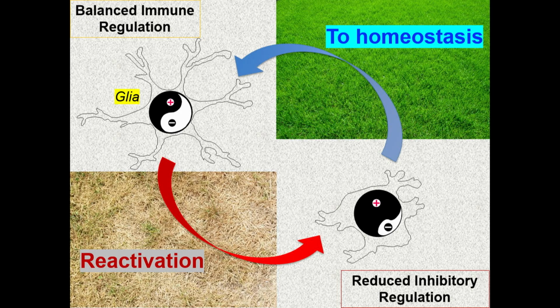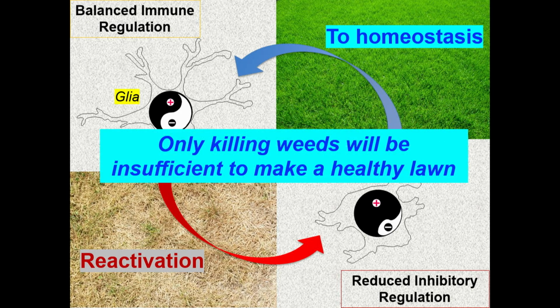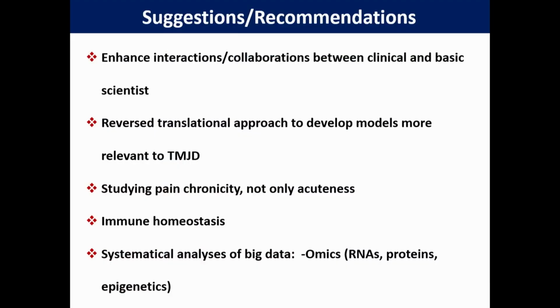So not only suppress the activated glial or immune cells, whatever. My point is, if you want to have a healthy lawn, you don't want to only kill weeds. That will not work. You have to first give fertilizer, let the healthy system grow, like you enhance, return your inhibitory control to normal. That may be another key to our understanding and management of chronic pain conditions. So here are some of my thoughts.